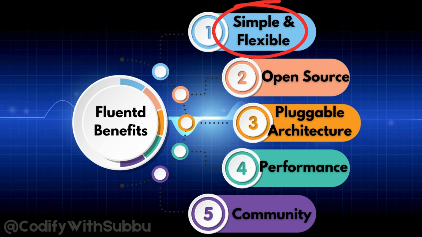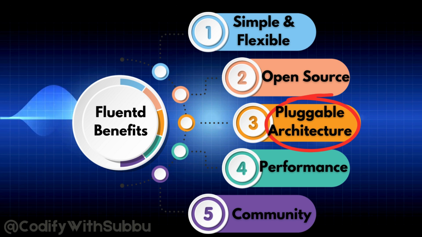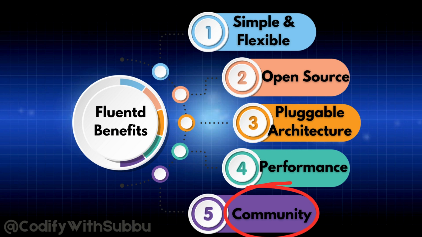What are the benefits of using Fluentd? Fluentd is simple and flexible. It takes a few minutes to set up the Fluentd logging, and there are close to 500 plus plugins compatible with various data sources and data outputs. It is open source software which is licensed under Apache 2.0. It has a pluggable architecture where new custom plugins can be added when required. It has a very small memory footprint and it scales very well. The community behind Fluentd keeps improving the software.